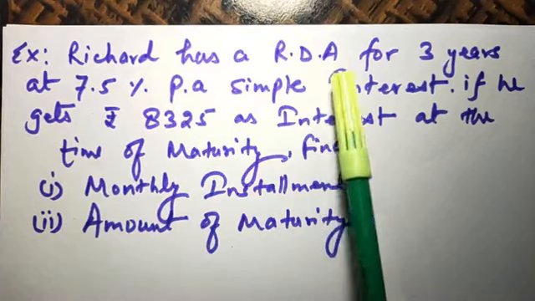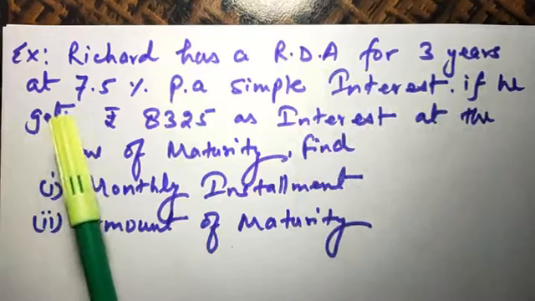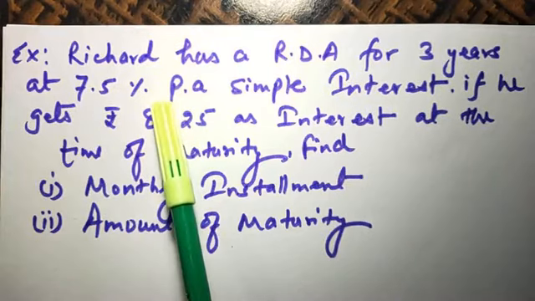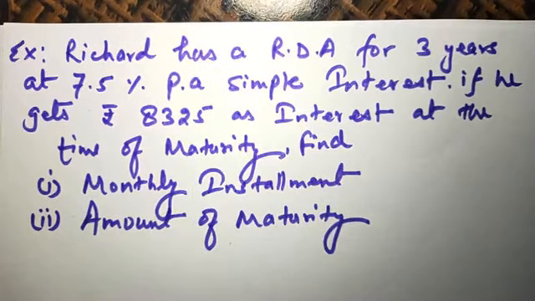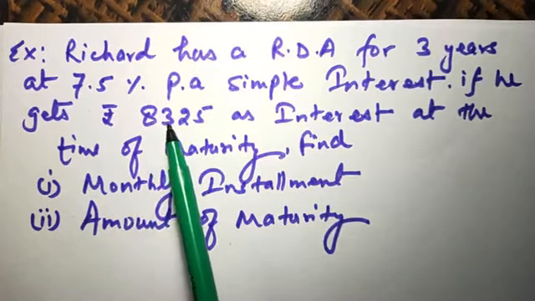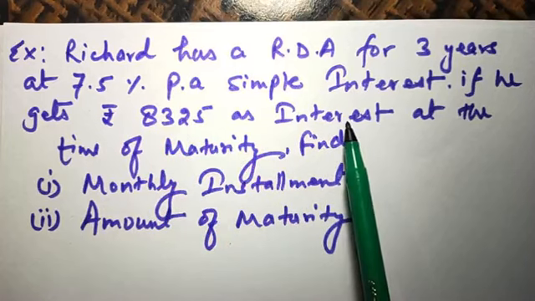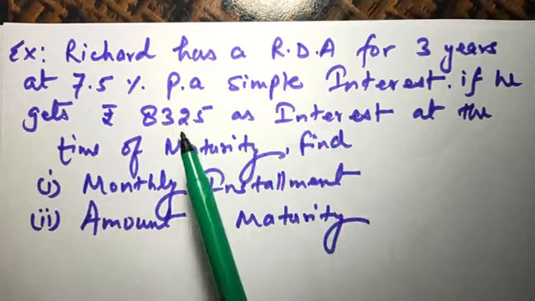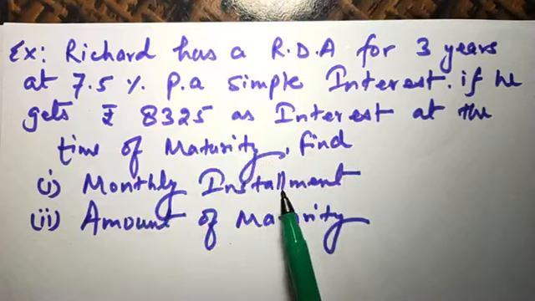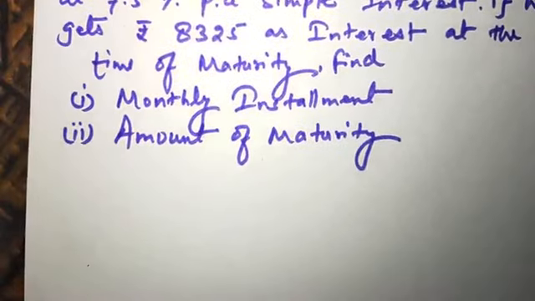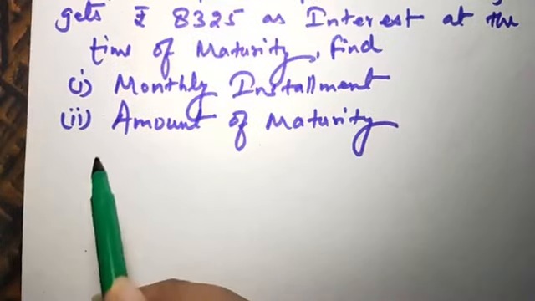Richard has an RD account for 3 years at 7.5% per annum simple interest. If he gets rupees 8,325 as interest at the time of maturity, find the monthly installment and the amount of maturity. Now notice one thing here, interest is already given to you. So first we write our given data.